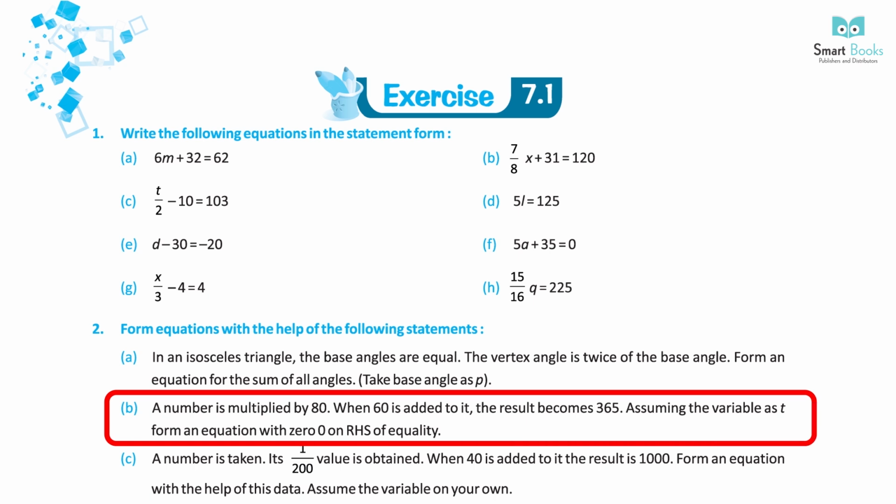B. A number is multiplied by 80 when 60 is added to it. The result becomes 365. Assuming the variable as x, form an equation with 0 on the right hand side of equality. Solution. 80x plus 60 is equal to 365.